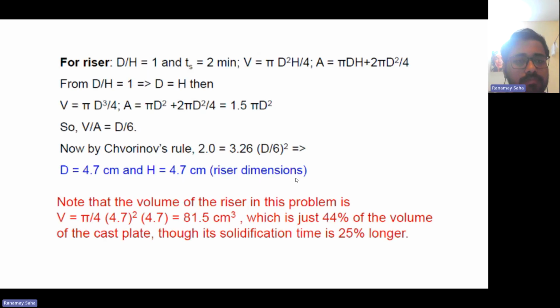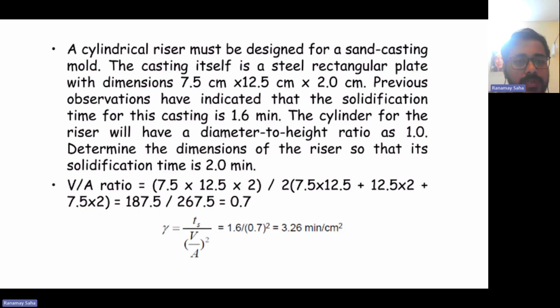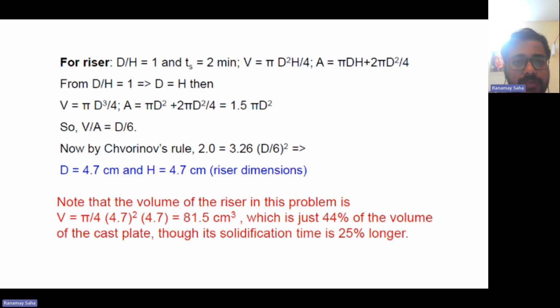Just go through this problem once and ask me if you have any doubts, and then we'll proceed to see two other methods of riser design.